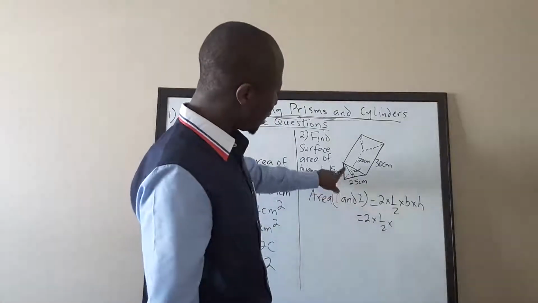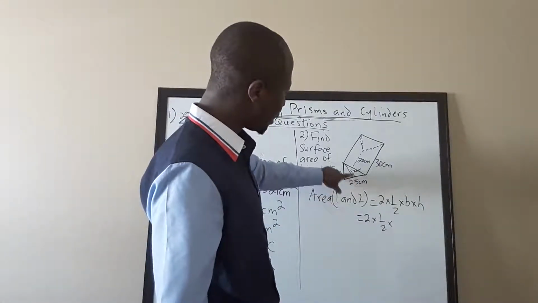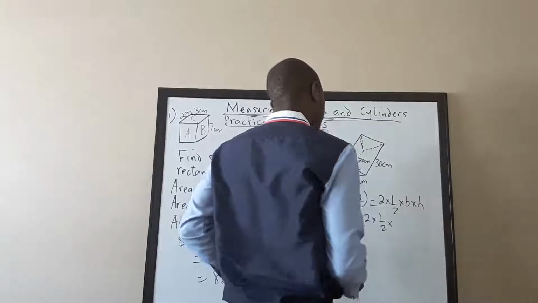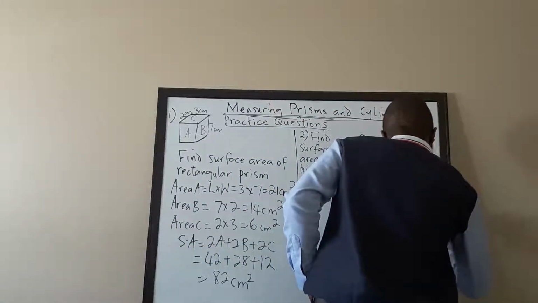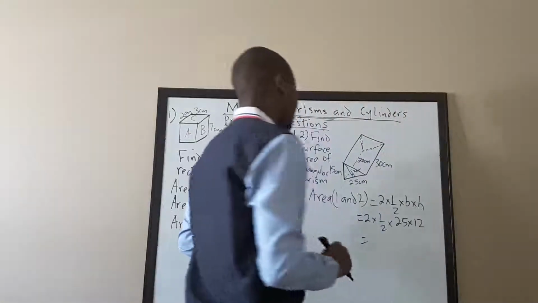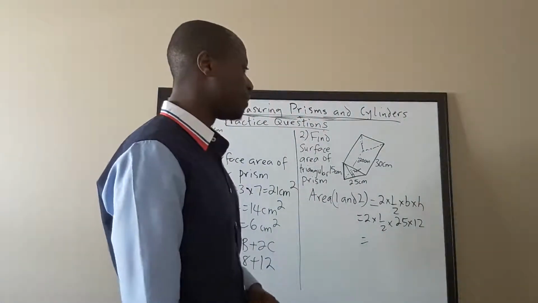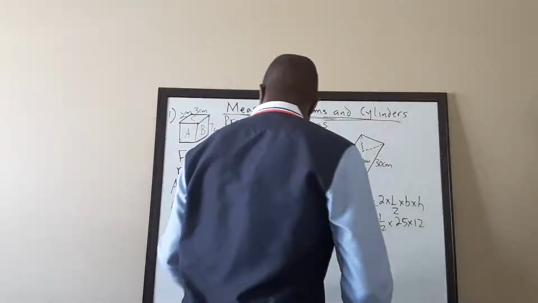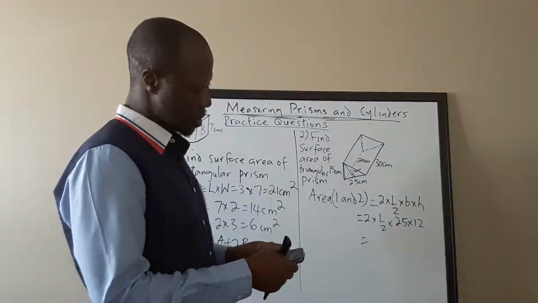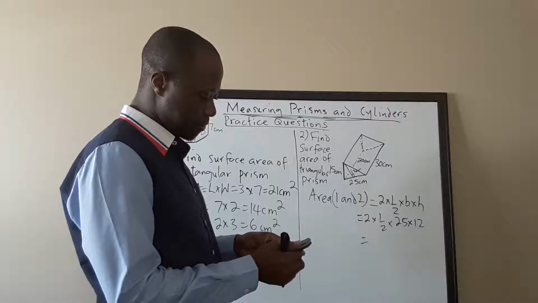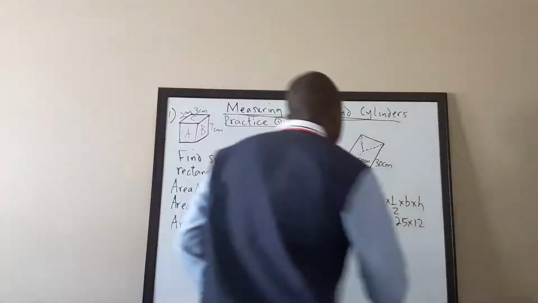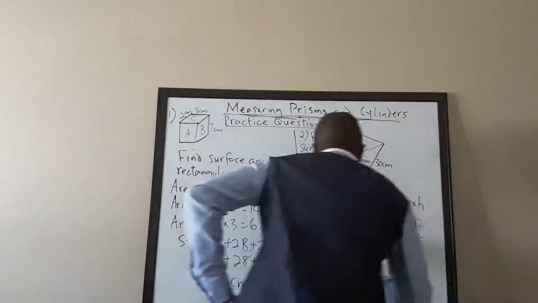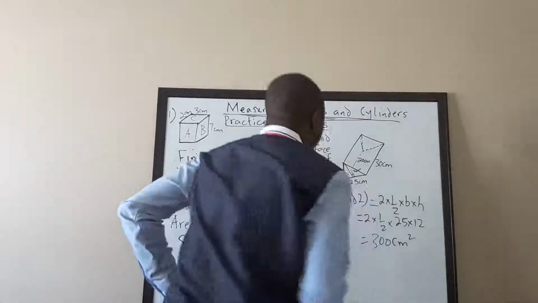If I'm looking at this triangle, this is my base, so 25, and 12 is my height here, so 25 times 12. So 25 times 12 is going to be 150. Ooh, actually, let me check that. 25 times 12, I apologize, it is 300 centimeters squared.